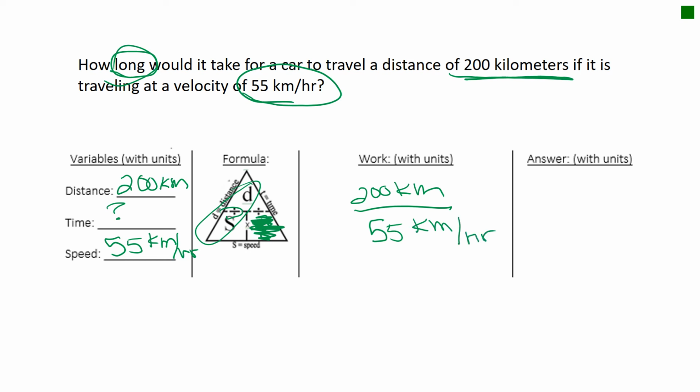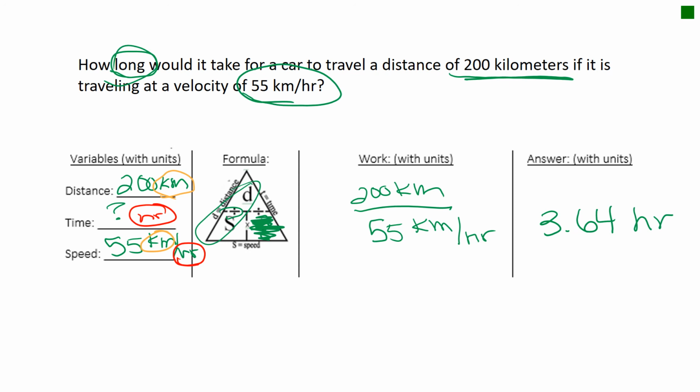I am also going to check right now. My distance was in kilometers. My bottom unit for speed was in hours, so that means that my time would also have to be in hours. When I take 200 and divide it by 55, I don't get an exact number, and that's fine. You just round to like 3 or 4 numbers, whichever one you want. So I'm going to write down 3.64, and then my unit would be hours.